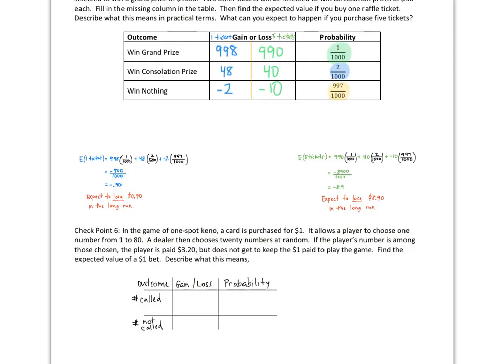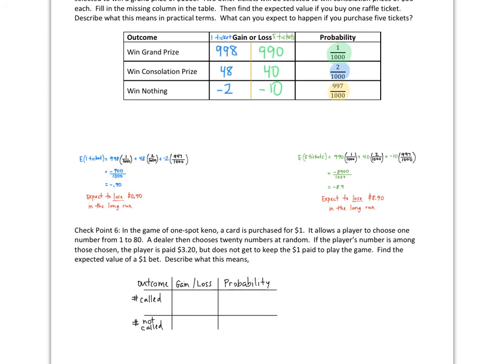This last example, I want you to try it on your own. In the game of One Spot Keno, a card is purchased for $1. It allows a player to choose one number from 1 to 80. A dealer then chooses 20 numbers at random. If the player's number is among those chosen, the player is paid $3.20, but does not get to keep the dollar paid to play the game. Find the expected value of a $1 bet.